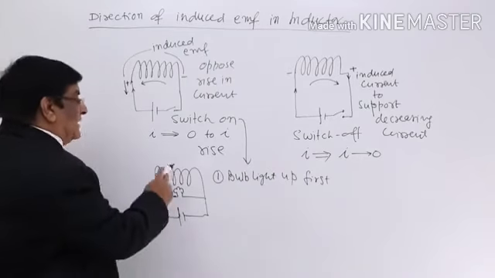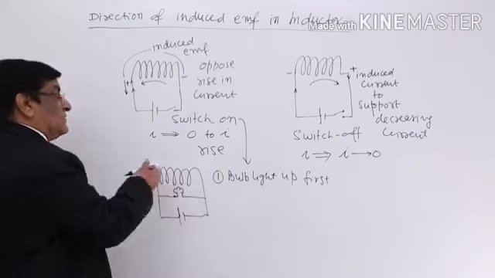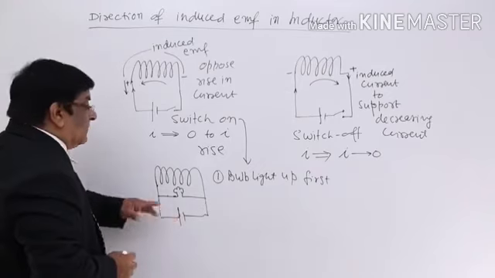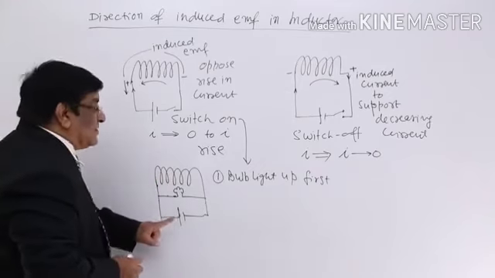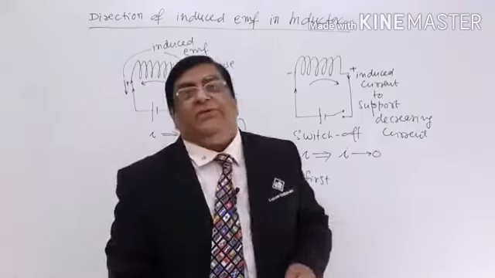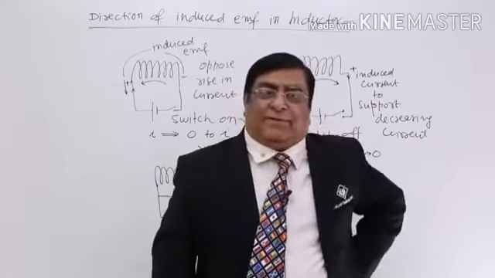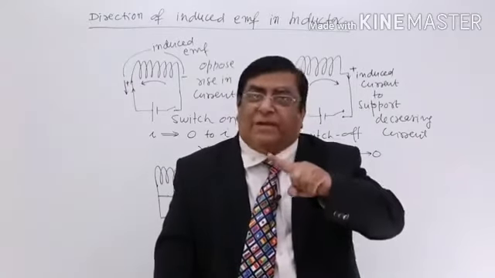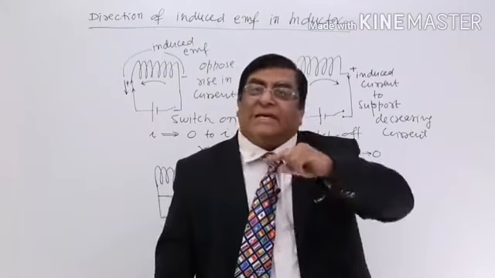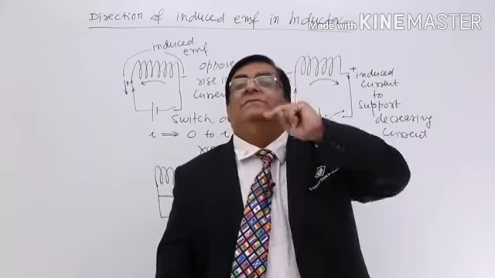Why? Initially, the rate of change of current is very high, so its opposition is very high. Then, when the rate of change of current becomes less, initially the current jumps up. You see, suppose current has to go from 0 to 100 milliampere. In the first 1 millisecond, it goes up to 10 milliampere. In the second 1 millisecond, it increases by 7.